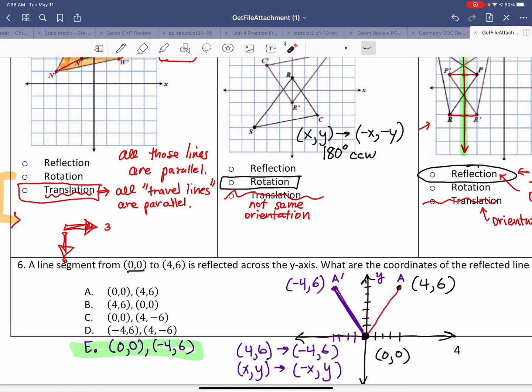So the new line segment, the red line segment, was flipped over the y-axis. Now it should be the purple line segment. These would be those coordinates of that line segment if it flipped over the y.